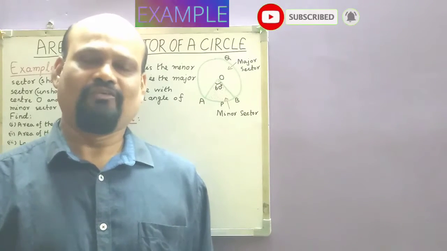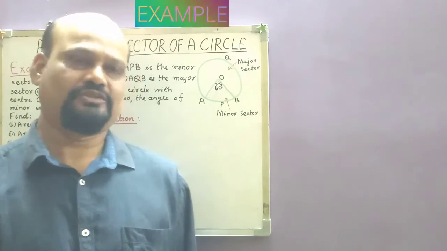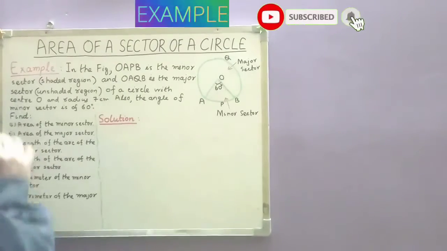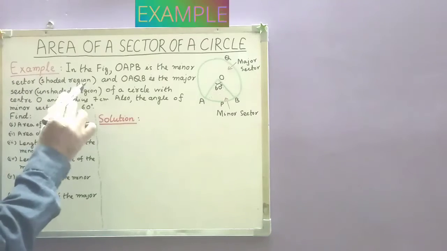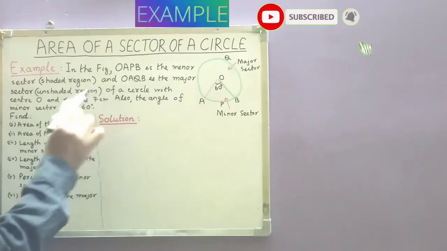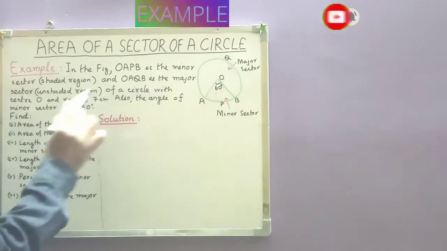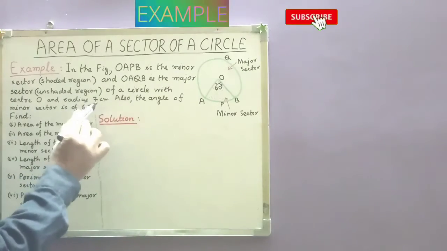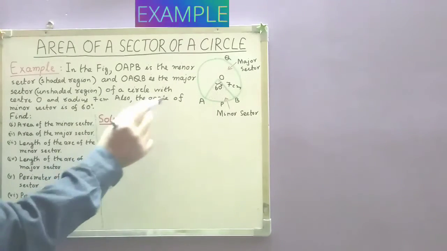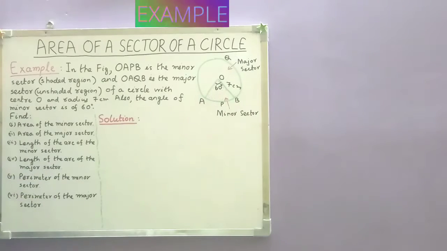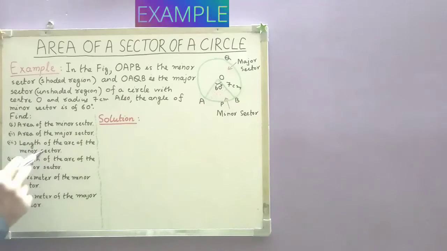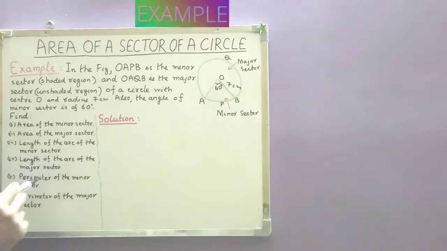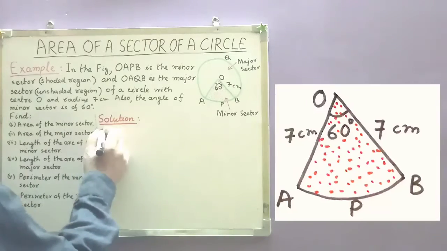Now let's consider an example to illustrate how these formulas can be used. In the figure, OAPB is the minor sector and OAQB is the major sector of a circle with center O and radius 7 cm. Also, the angle of the minor sector is 60 degrees. Now find the area of the minor sector, area of the major sector, length of the arc of the minor sector, length of the arc of the major sector, perimeter of the minor sector, and perimeter of the major sector.